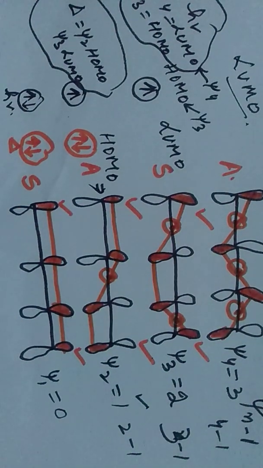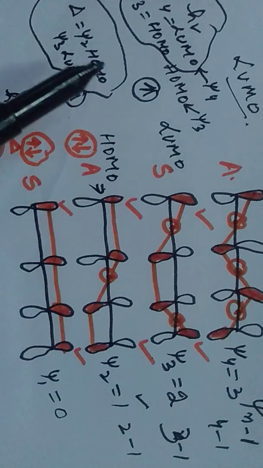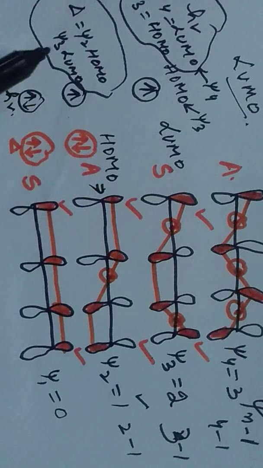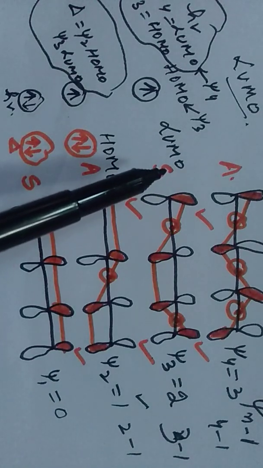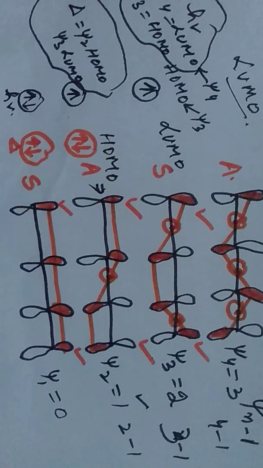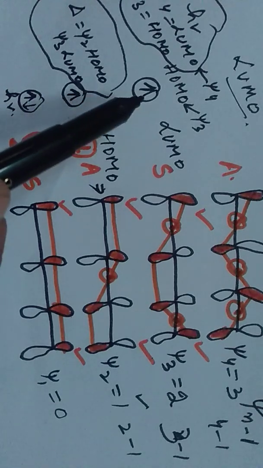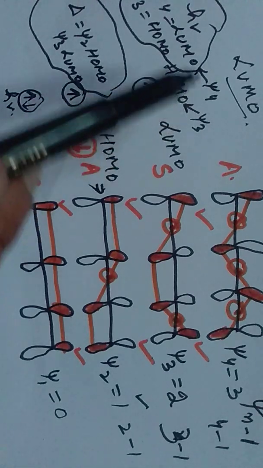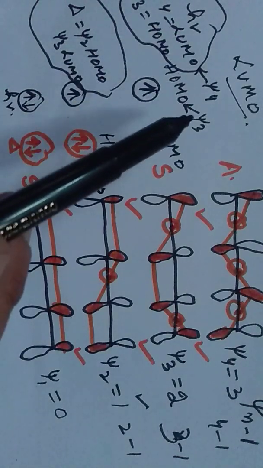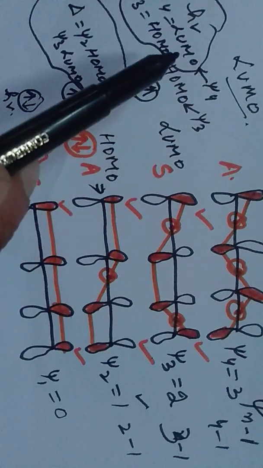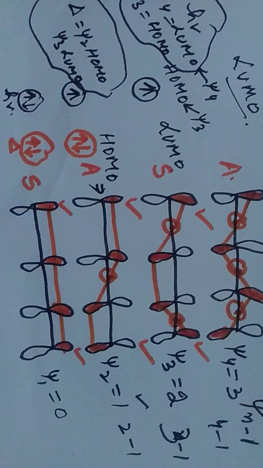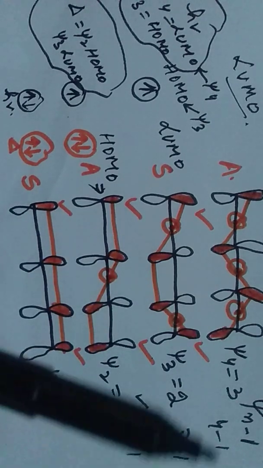I once again repeat, under thermal conditions, psi2 is HOMO and psi3 is LUMO. Under photochemical conditions, one electron from psi2 jumps to psi3. Now under photochemical conditions, psi3 is HOMO and psi4 is LUMO. So this was all about HOMO and LUMO. I hope you understand now what is HOMO and LUMO.